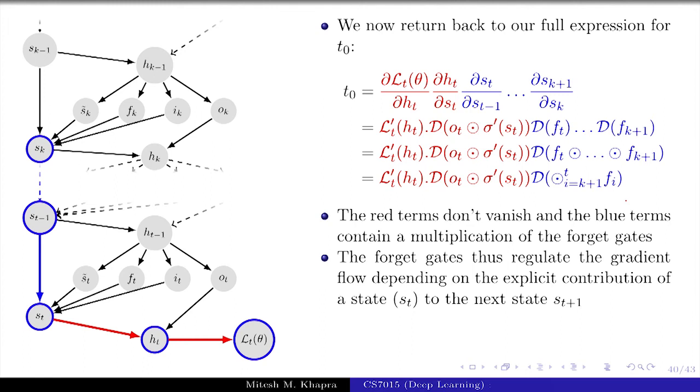So the red terms don't vanish, the blue term can vanish, but it will vanish only if during the forward pass also this multiplicative term had caused the information to vanish by the time you had reached the time step t. How many of you get this?